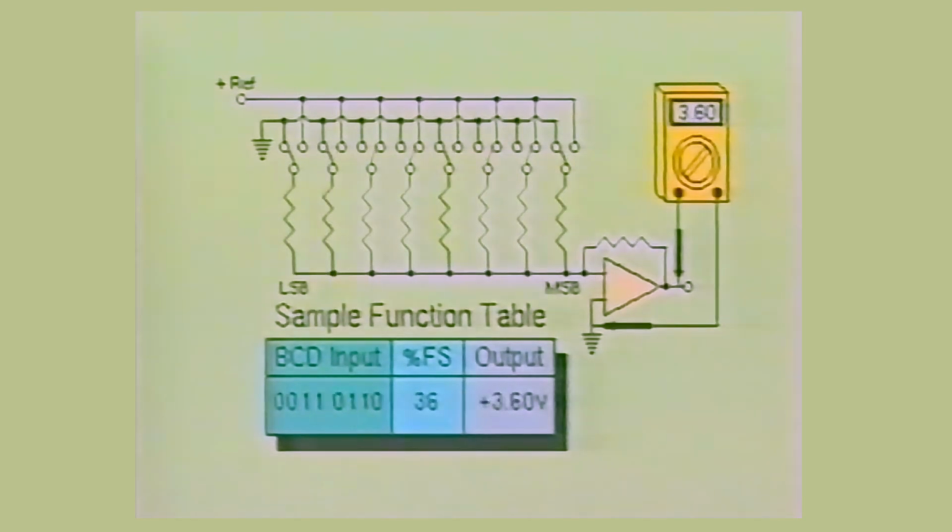Since this circuit generates an analog signal of one polarity only, it is often referred to as a unipolar digital to analog converter circuit. There are, however, DAC circuits which produce analog outputs in both the positive and negative sign. These circuits are often referred to as bipolar digital to analog converters.